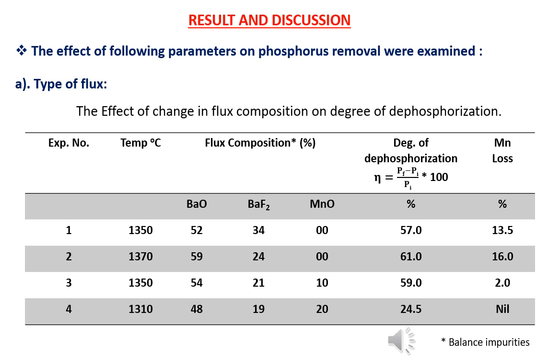Results and discussion. Type of flux. Initial tests, test numbers 1 and 2, were carried out using calcined flux pellets with 10% flux weight in the temperature range of 1350 to 1370. There was significant phosphorus removal, from 57 to 61%, but manganese loss was extremely high.